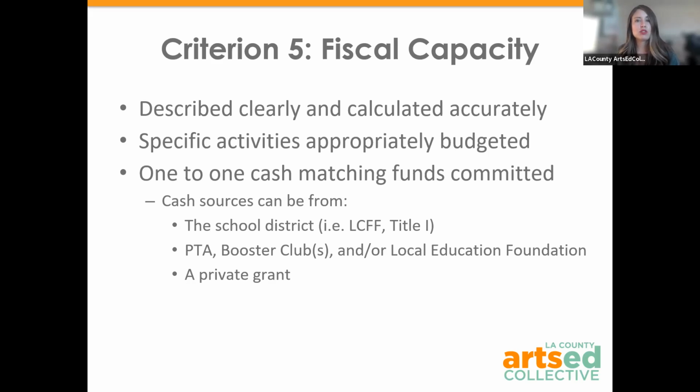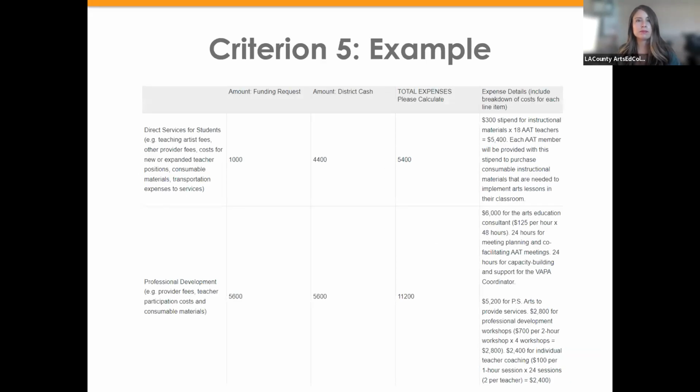The budget must demonstrate no less than a 1-to-1 cash match. If you have a project greater than $50,000, the district cash match will exceed the funding request. The budget form includes 4 columns to be completed per applicable line item. The first column is for funding request. The second, district cash match. Third, the sum of expenses for that line item, and lastly, expense details.